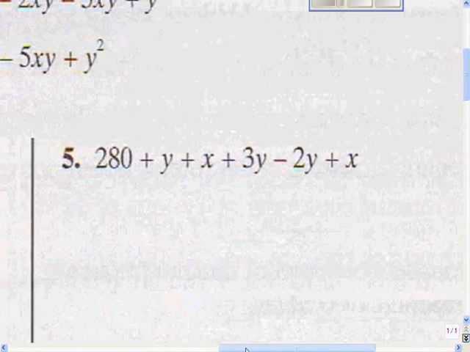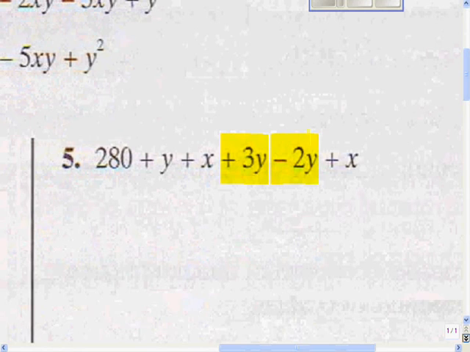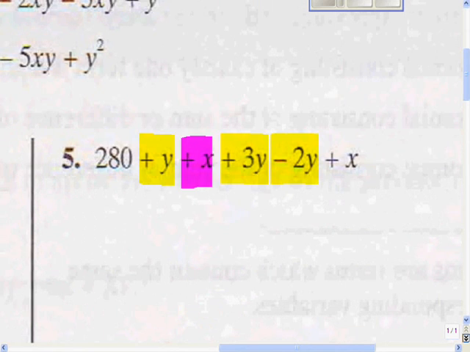Alright, here we go. Let's color coordinate here. Like terms, I've got a positive 3y, a negative 2y, and a positive y. I've got a positive x and a positive x. Again, remember, like terms are terms that have the same variable and the same exponent. When there's no exponent, the exponent is understood to be 1.